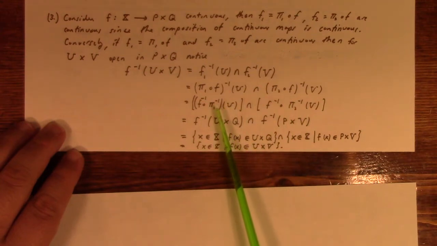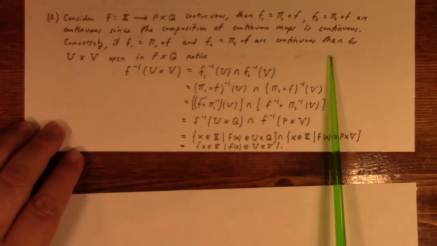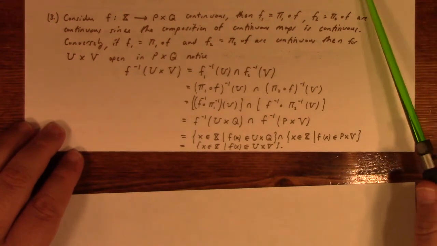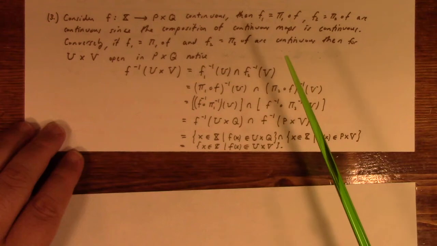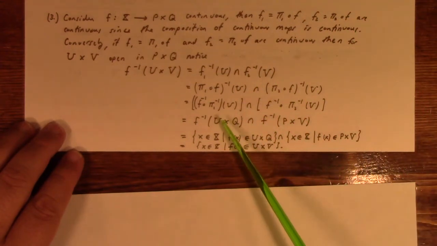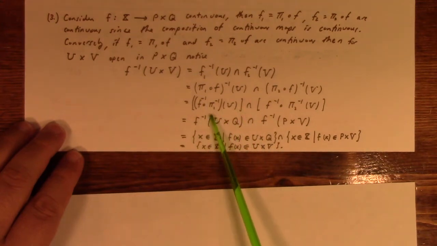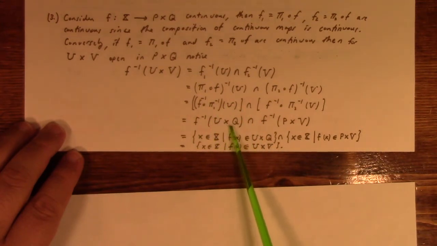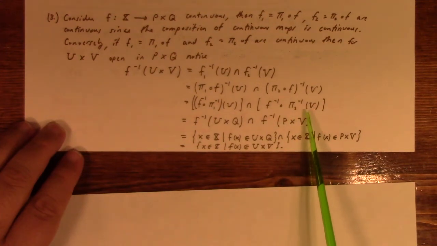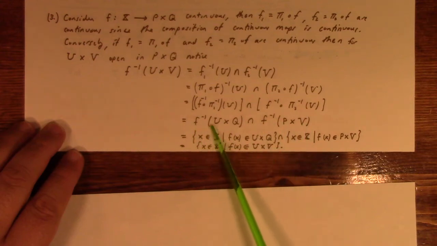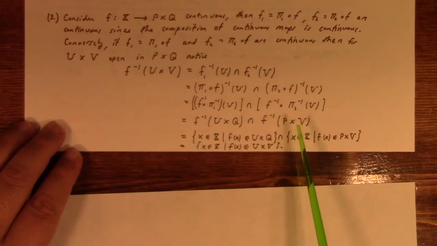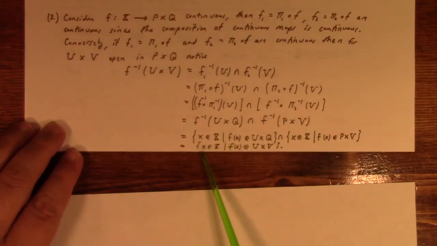So keep in mind, the use of pi 1 and pi 2 in part 3 is not the same as the use of pi 1 and pi 2 in part 2. These are actually different maps. They have a different domain. Restricted pi 1 and pi 2 in part 2, unrestricted pi 1 and pi 2 down here. Unrestricted pi 1's inverse image of u is u cross q. Unrestricted inverse image of pi 2 of v is p cross v. And so you get f inverse of u cross q intersect with f inverse of p cross v, at which point I decided I should really look at what that means.